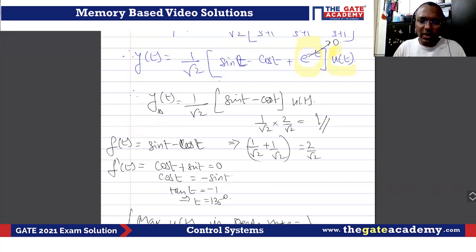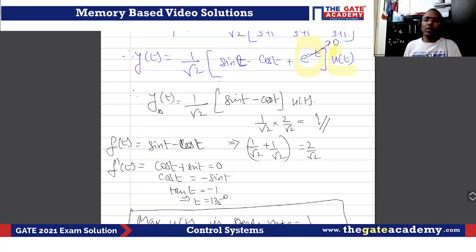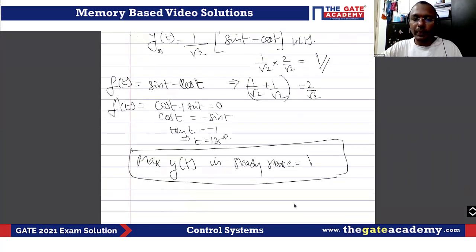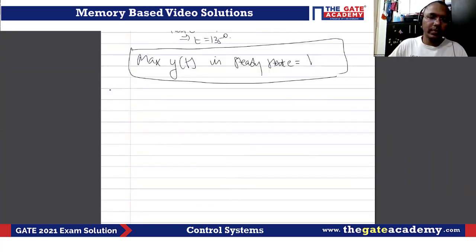That's clearly known, right? When I have a sine and cos, the maximum value will be 1. It cannot go beyond 1. So that's what we are seeing. That will be the maximum. So this is the solution. Let's go to the next problem.